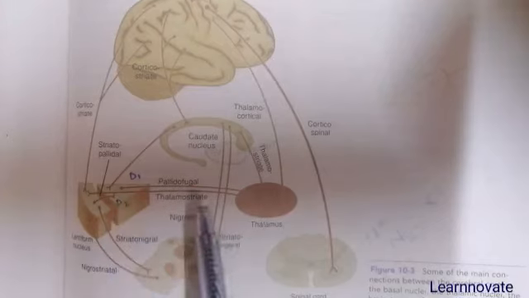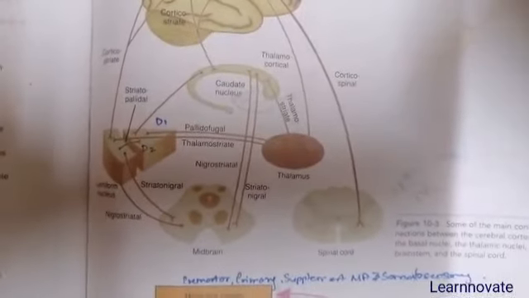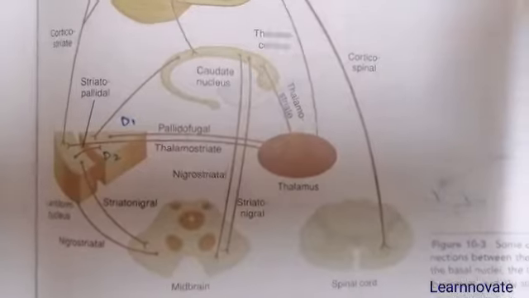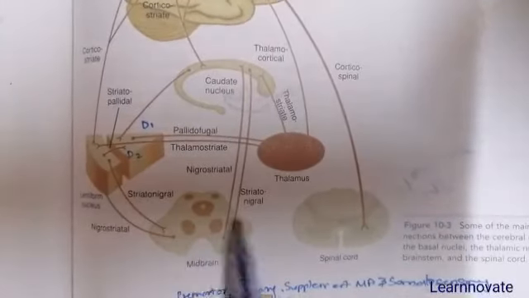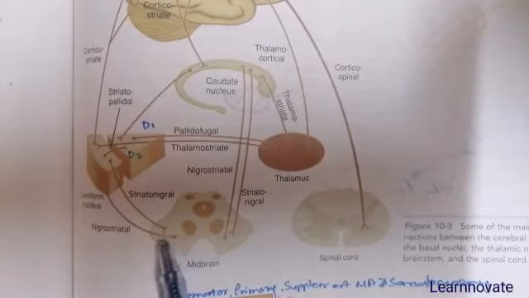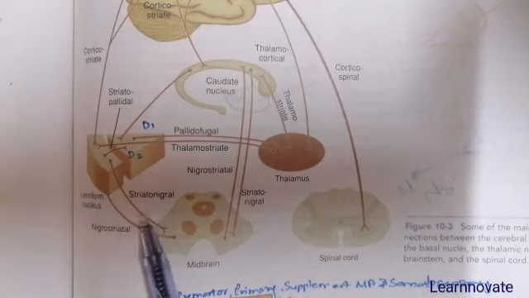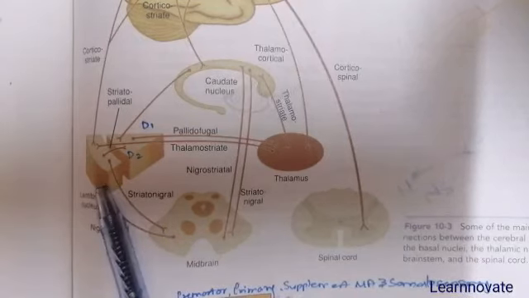The third pathway is from the substantia nigra, which is functionally a part of the basal ganglia but not included in its anatomy. It is only the functional part. Here, the substantia nigra sends signals to the corpus striatum. That is why this pathway is called the nigrostriatal pathway, and its neurotransmitter is dopamine.